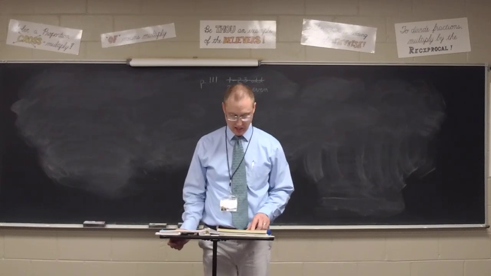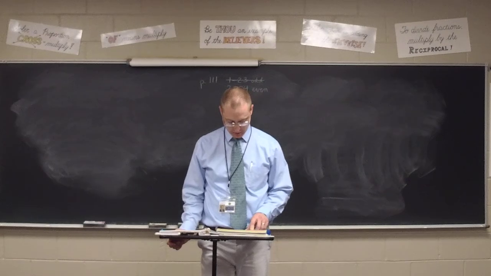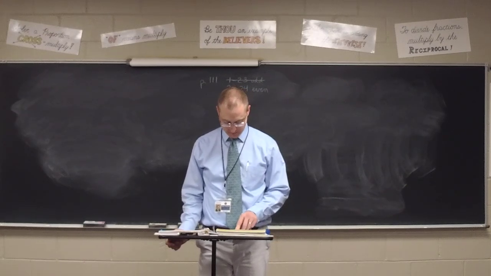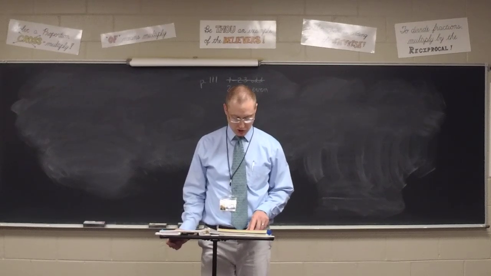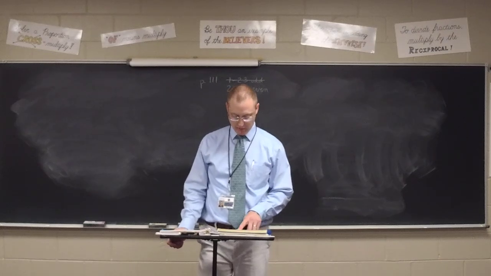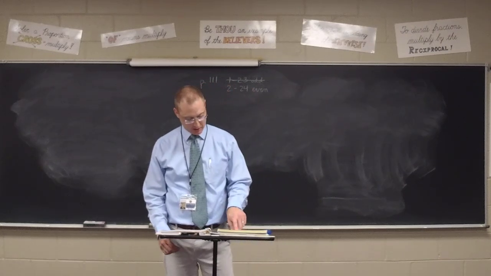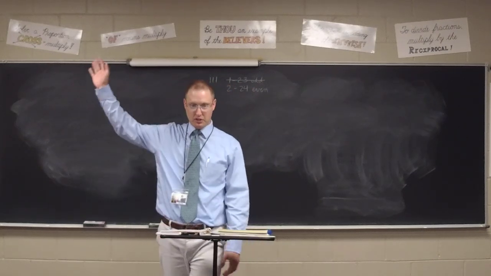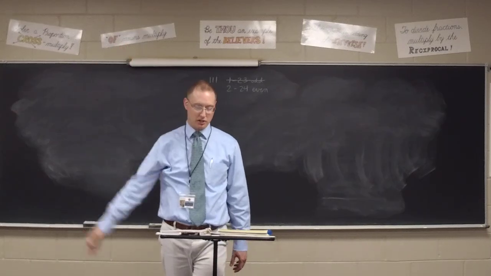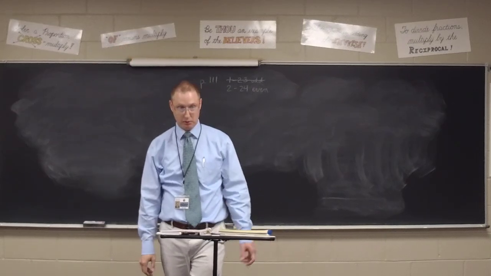Positive 7. Number 18, Danielle. 5. Positive 5. Number 20, Glenn. Negative 6. Number 22, Evie. Negative 11. Number 24, Aubrey. 8. Positive 8. How many went 12 for 12 this time? Any questions on multiplying, dividing signed numbers? Seems pretty easy.